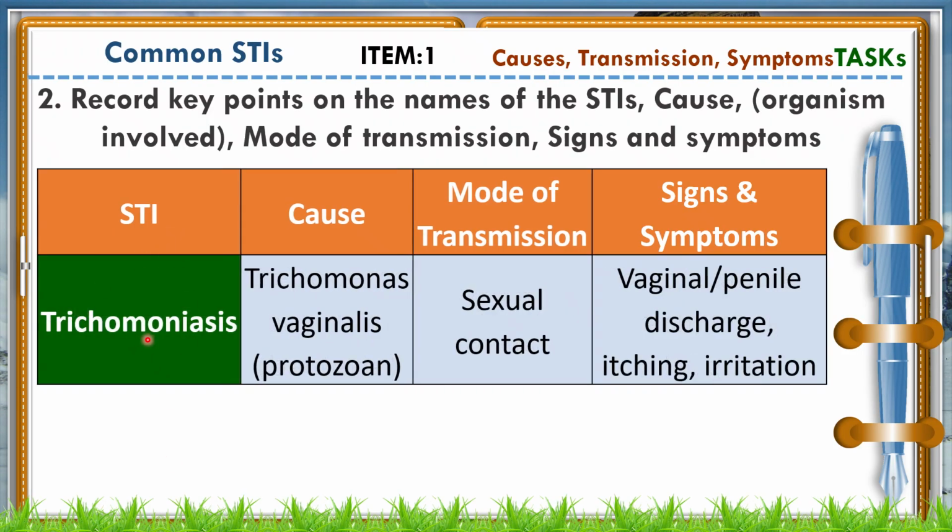Then we have trichomoniasis. The causative organism is Trichomonas vaginalis. This is a protozoa, and the mode of transmission is through sexual contact. The signs and symptoms can be vaginal or penile discharge, itching, and irritation.